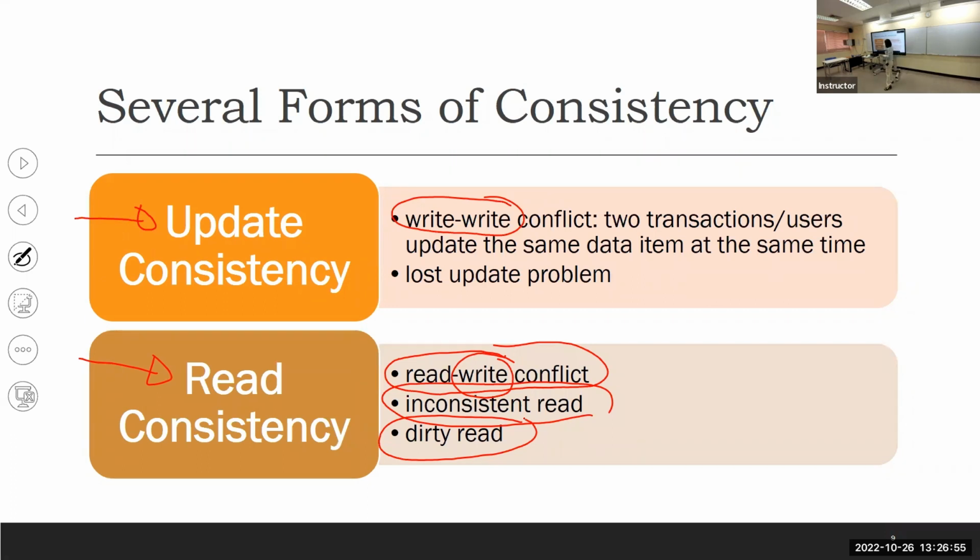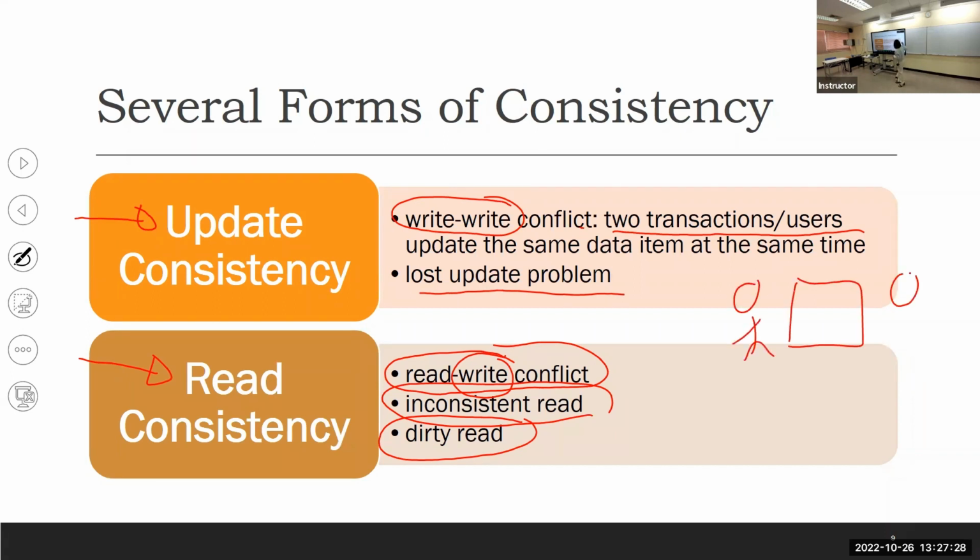And inconsistent read means different people, different users, read and then get different values because the consistency has not yet arrived into these multiple data nodes and so on. And write conflict, I think this is easy to understand because two transactions, two users, for example, try to update the same data at the same time, but of course there will be a lost update.